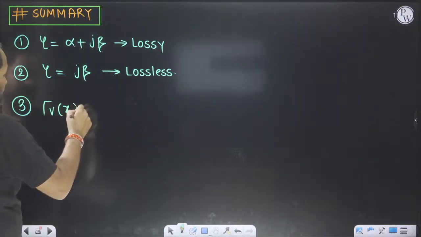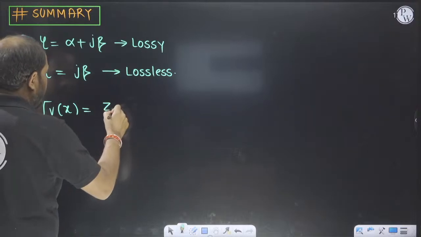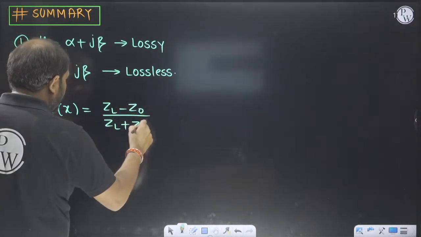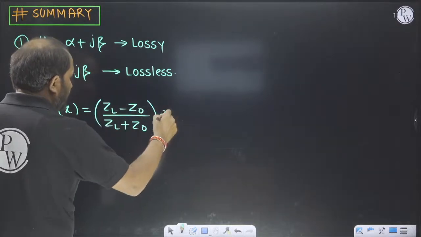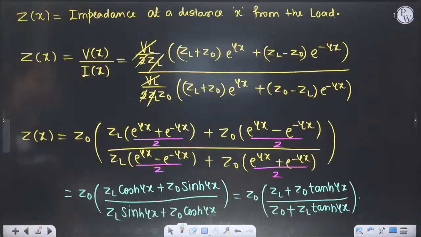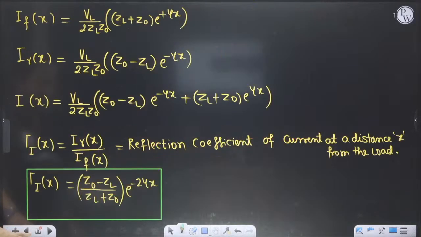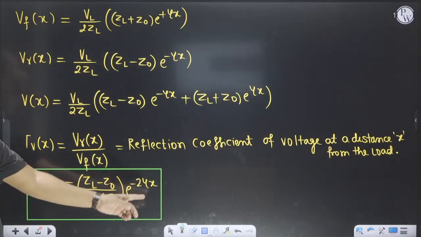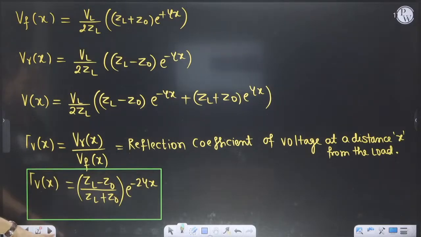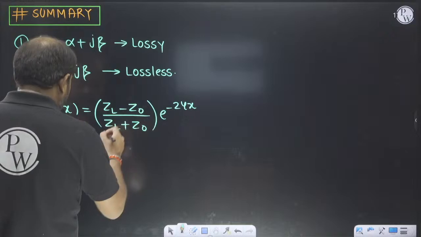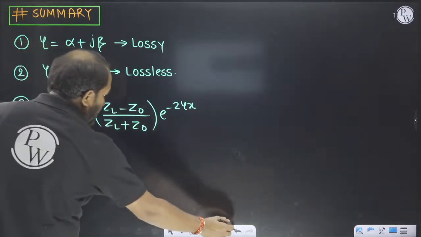The third point I am going to discuss is gamma v. Gamma vx is equal to (zl minus z0) upon (zl plus z0), and e to the power minus 2 gamma x. Yes, it should be minus 2 gamma x. So (zl minus z0) upon (zl plus z0), e to the power minus 2 gamma x. It can be written also in case of lossy.